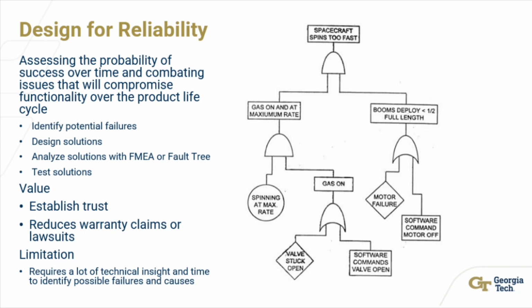So an example of the fault tree, or what it would look like for something like a spacecraft, is on the right, where the issue that would compromise functionality is at the top. So here it is the spacecraft spinning too fast. And everything below that are combinations of things that would work together and cause this spacecraft to spin too fast. So here you have things like motor failure or software issues or valves being stuck open. And all of these things would lead to a failure that would compromise the functionality of the spacecraft.